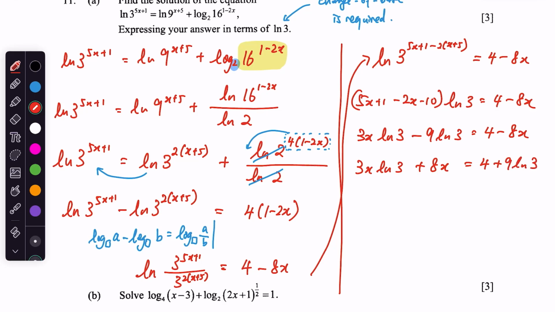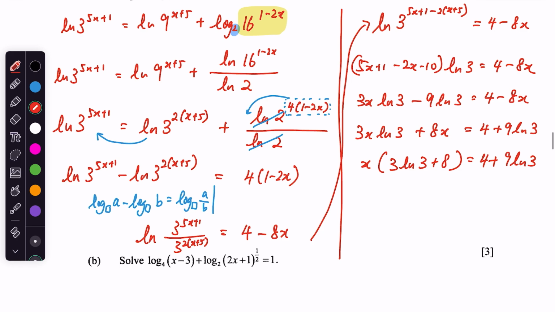I will factorize out the x. I get 3 ln 3 plus 8 equals to 4 plus 9 ln 3. Okay, now everything else are just numbers, so I'm just going to divide by that bracket on the left hand side. Okay, so I'll get this fraction and I'm done.